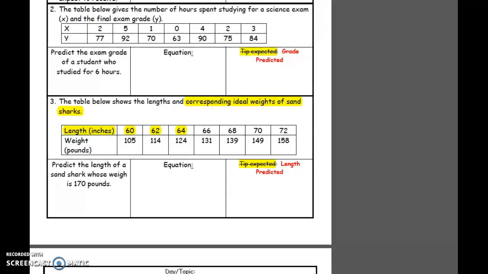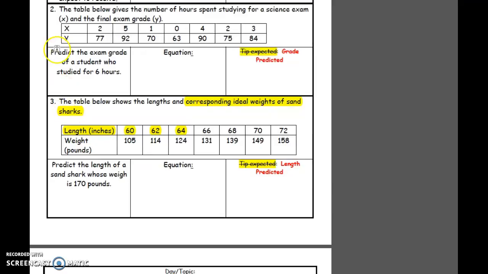Okay, now go ahead and use your calculator. Do the same thing for question 2 and question 3. And again, remember that we had to fix a typo here. This is the grade expected, and this is the length expected. In question 3, be careful because we're not plugging in for x, we're plugging in pounds, and pounds is our y coordinate, or our y value, right there.